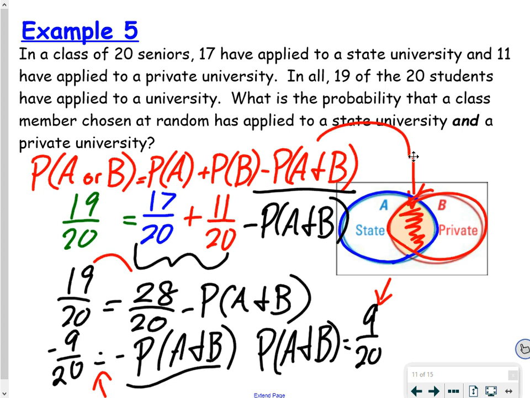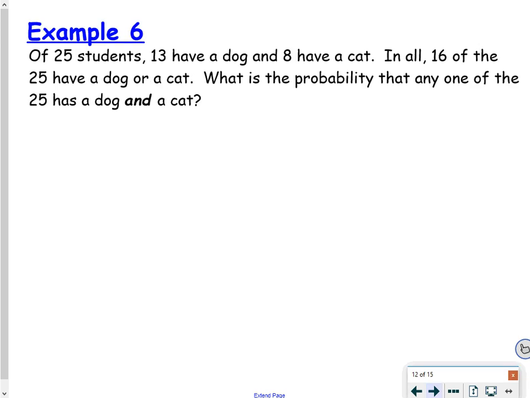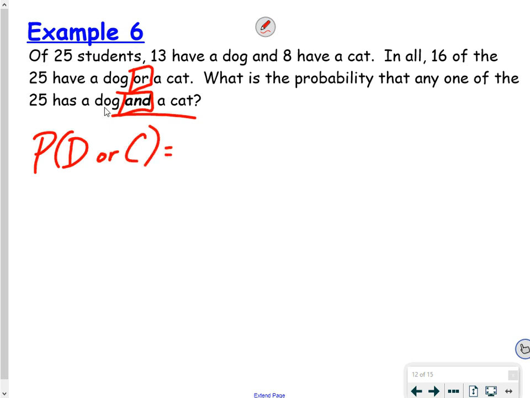All right, final one. Very similar to the last one. With 25 students, 13 have a dog and 8 have a cat. In all, 16 of the 25 have a dog or a cat. What is the probability that any one of the 25 has a dog and a cat? This one is pretty straightforward. It has words like or and, which makes it really easy to figure out what's the probability that any one of the 25 has a dog and a cat.